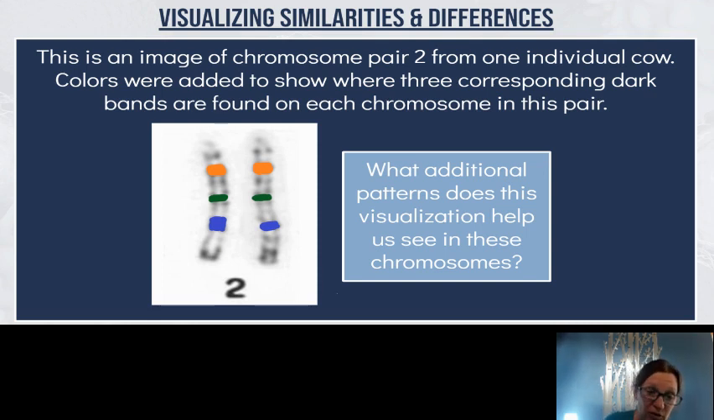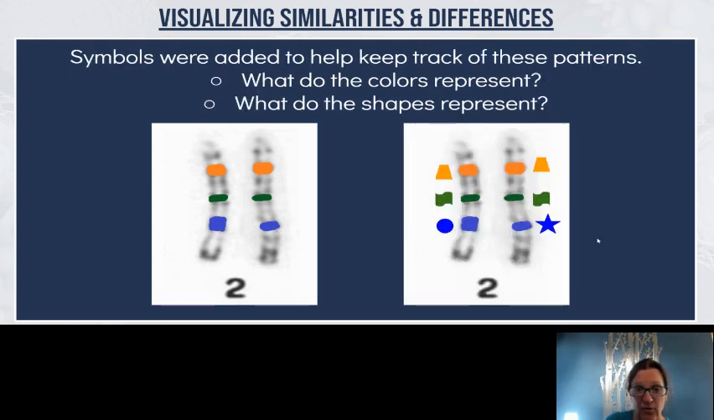Okay, so what you should have noticed is that the orange bands are about the same width. The green is a little bit different. So this particular chromosome has a slightly wider green band than this one. And finally, this blue band on the first chromosome in the pair is much bigger than the width of the blue band on the second chromosome. What that's representing is actually different sizes in the bands.